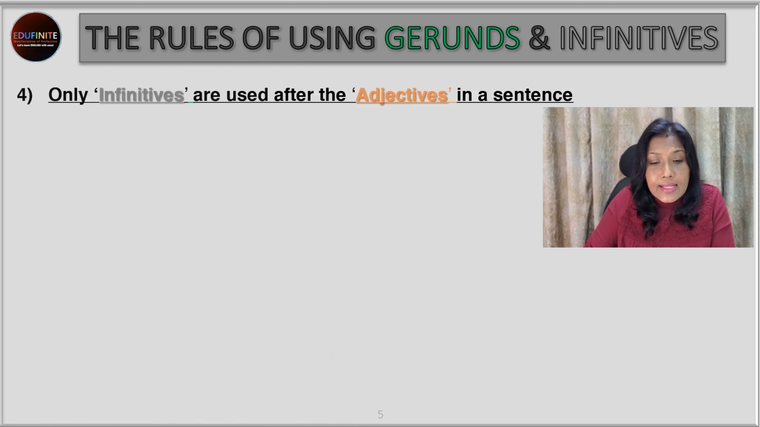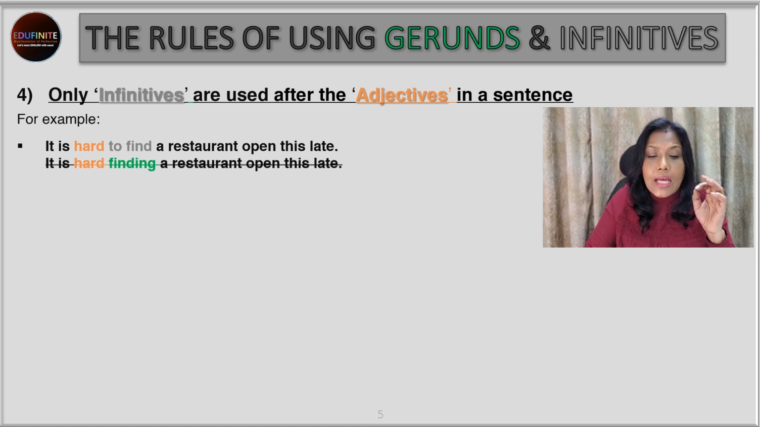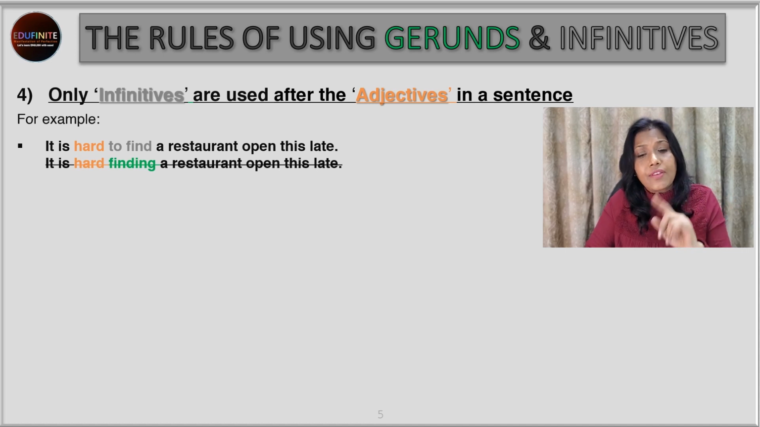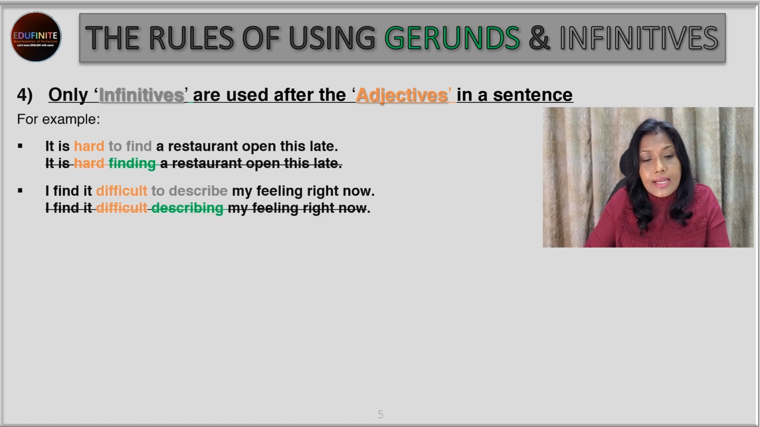Well, the next rule is that only infinitives are used after adjectives in a sentence. So let's look into some of the examples to understand it better. It is hard to find a restaurant open this late. So it is hard, the word hard is the adjective. After that, we've used the infinitive form to find. We cannot say it is hard finding a restaurant open this late. So that's wrong English.